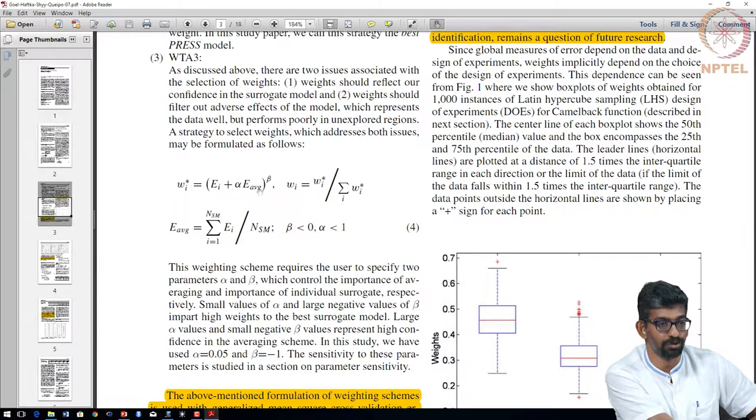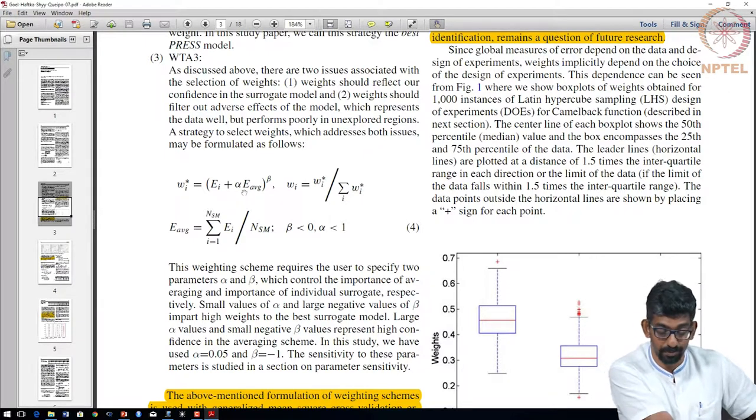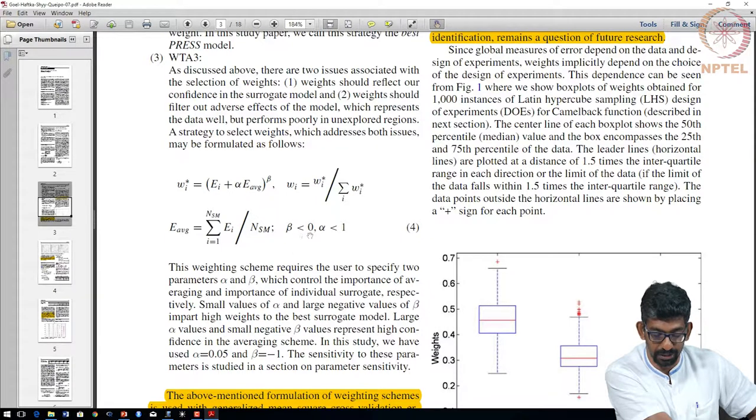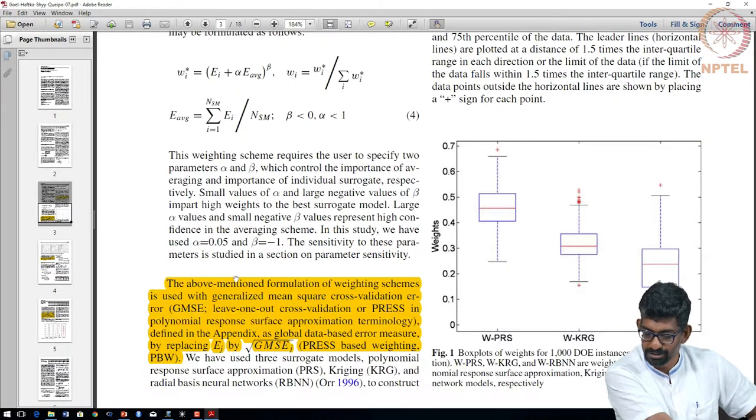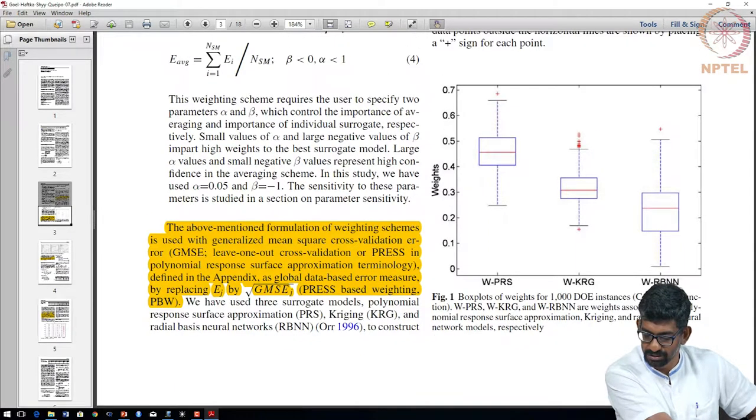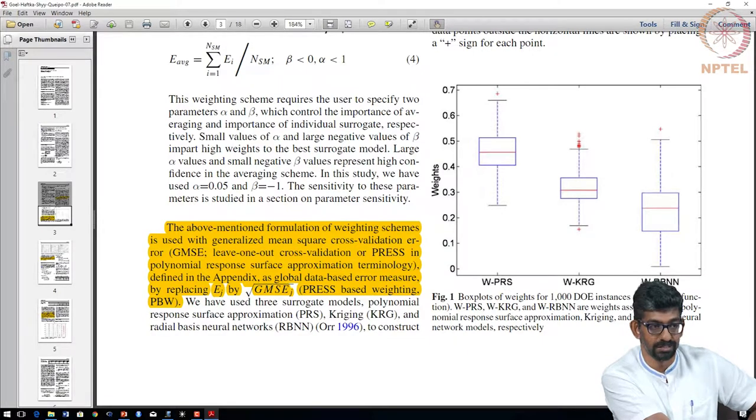The idea is you need to tune your alpha and beta accordingly, which was done in a subsequent paper by another author called Erdem Acar. But here they are taking beta less than 0 and alpha less than 1. They are taking some specific values of alpha and beta to study. Just to give you an idea, for instance, they took some function called the camelback function, not the camelback, the Branin-Hoo function. And they are running these polynomial response surface, Kriging, and radial basis functions 1000 times, and they checked which model worked the best.